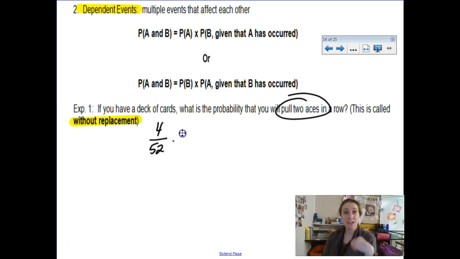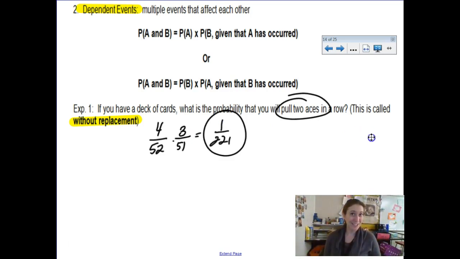The probability of getting another ace, well, there's only 3 left in the deck, and there's only 51 cards in the deck now. So if I multiply these 2 probabilities together, which I already did, so I'm just going to steal my answer, it's a 1 out of 221 chance. Not good. And that was assuming we just had a single deck of cards.